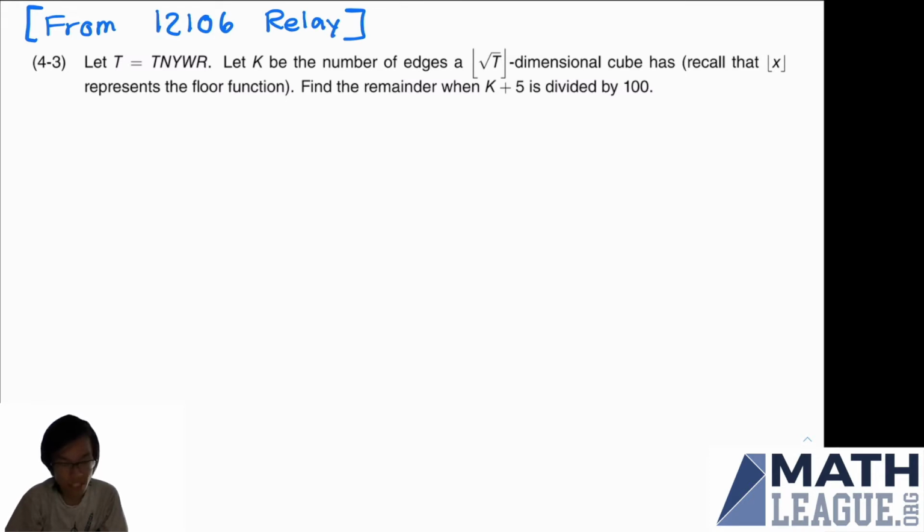Let T equals TNYWR. Let K be the number of edges a floor root T dimensional cube has. Recall that floor X represents the floor function. Find the remainder when K plus 5 is divided by 100.